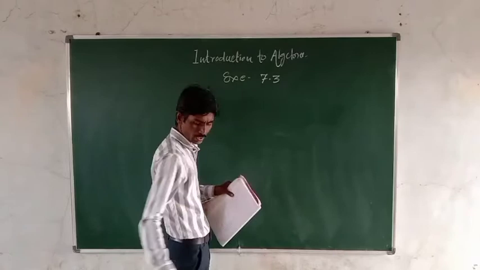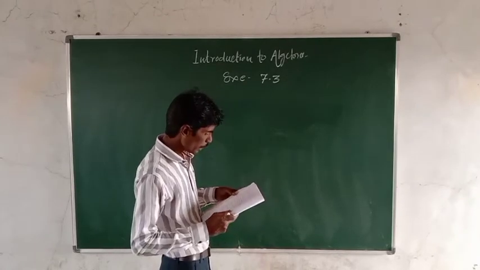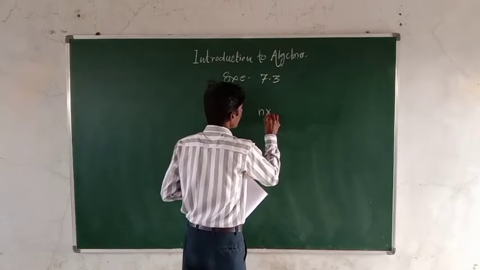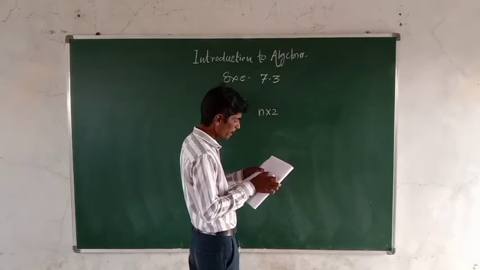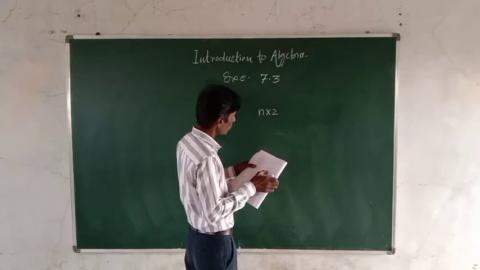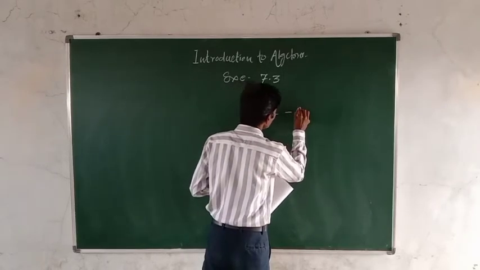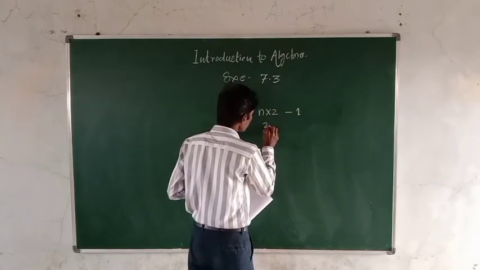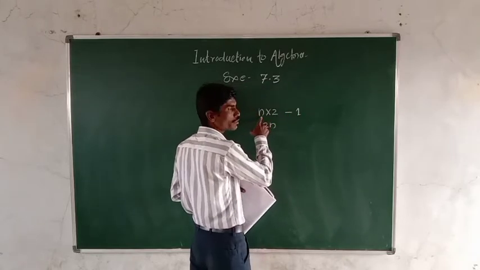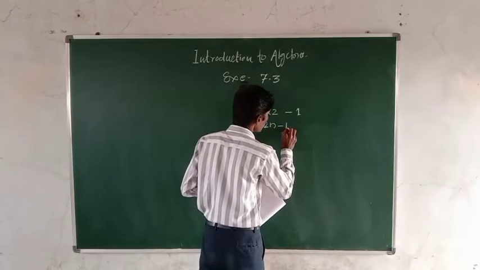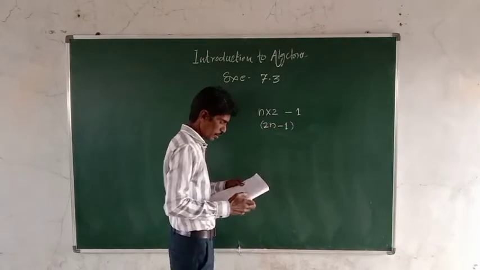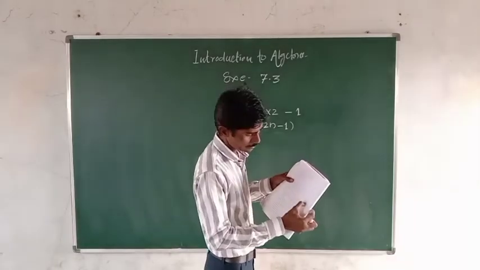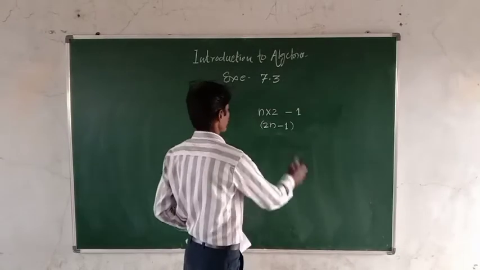Then n multiplied by 2 and 1 subtracted from the product. That means n into 2, we can write 2n minus 1. So here number 8, here minus 1.